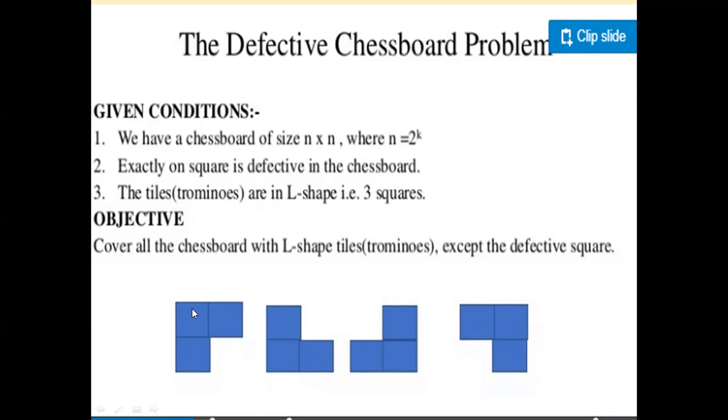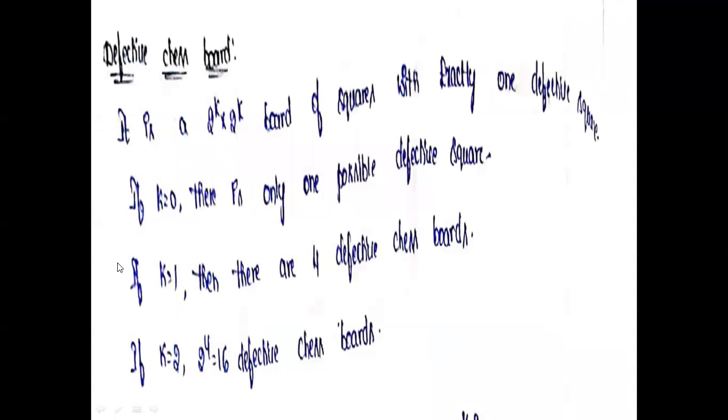It is any type of tromino. The L-shape is one type of tromino, then a second type, a third type and a fourth type. So in any chessboard of size 2 power k into 2 power k squares, exactly one square is defective. If k equals 0, it has only one square, so only that one defective square is possible. You cannot use any trominos here. A tromino uses three squares, but if k equals 0, there is only one defective square, and no trominos are required to cover non-defective squares.